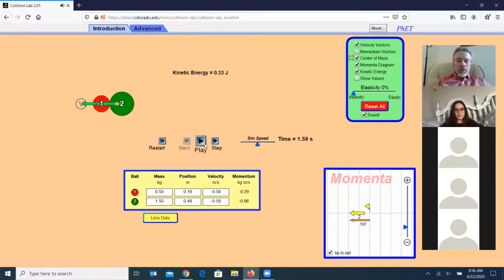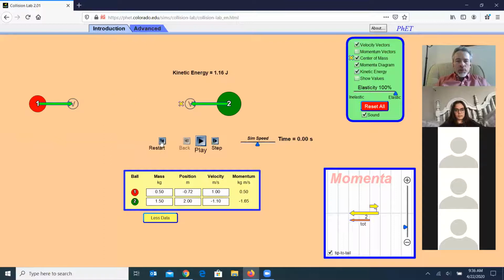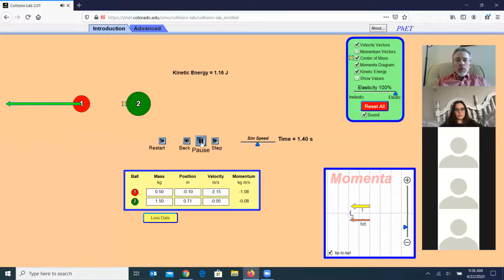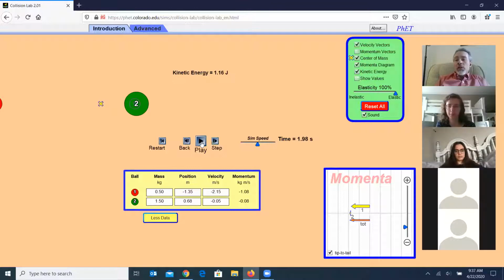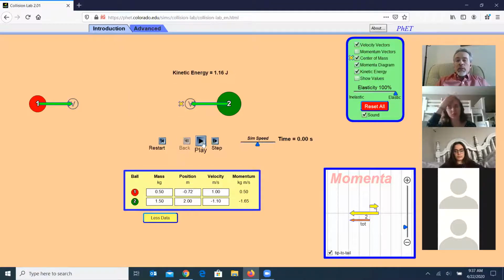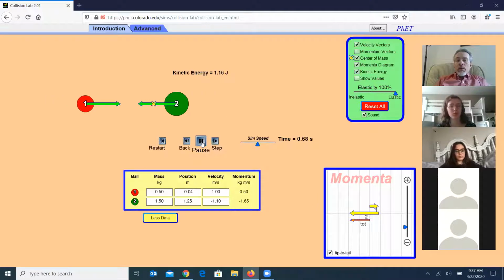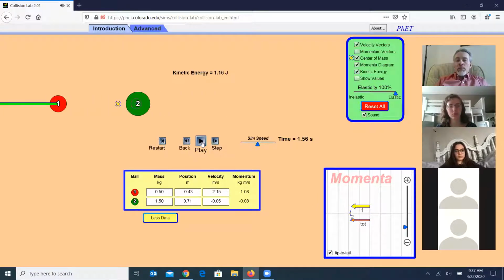Oops, wait a second. Let's do a more interesting one. Let's do elastic. Let's reset this. So just the red one. Okay, so did the red one have a change in momentum? You have to unmute yourself. Did it have a change in momentum, just the red one? Yes. Yeah, it did. So in other words, the red one had an impulse on it.